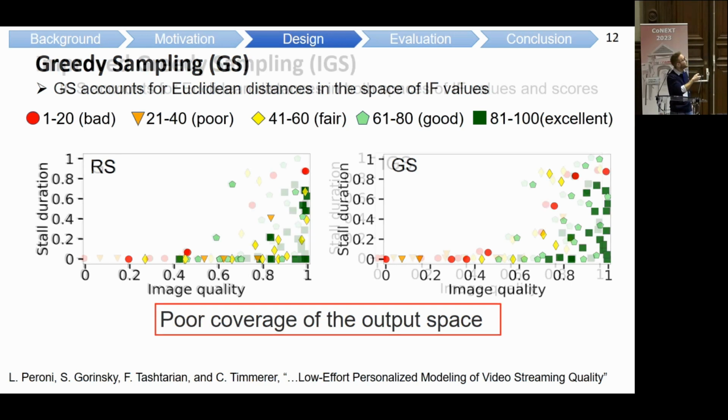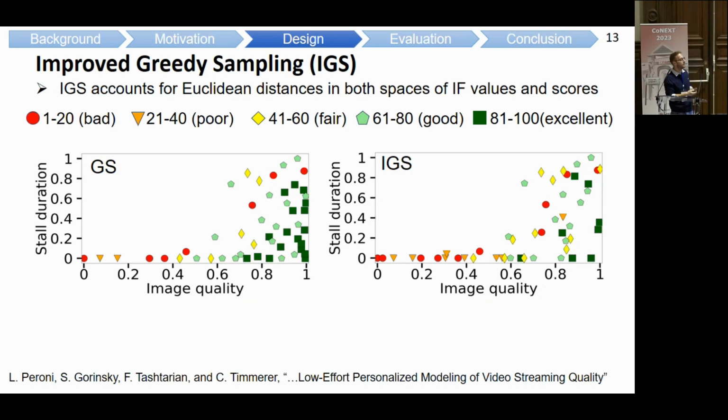How can we improve this again? We can use improved greedy sampling, which considers distances in the influence factor space and also in the output space, the space of the scores. But we do not know in advance the scores that will be given by the user, right? So we need to infer them, and this is where the active learning part kicks in, because the modeler is used for inferring the output space in order to run the algorithm.